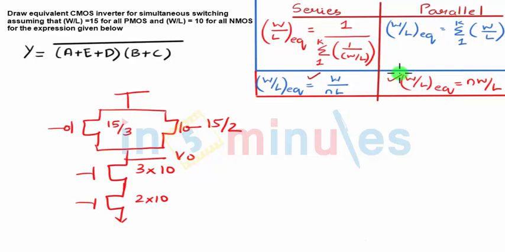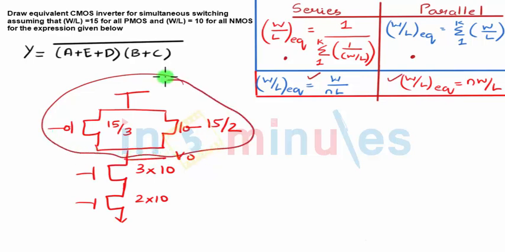Now if you see, my W by L is no longer same, and hence we will have to use the general formula for series and parallel connections. Let's start with the parallel connections first. So what is the equivalent of this PMOS? It says that you have to just add the W by L's for parallel circuit.